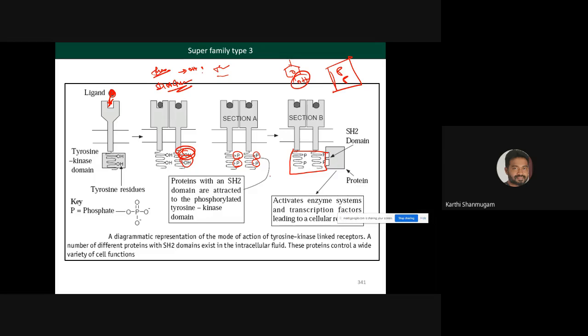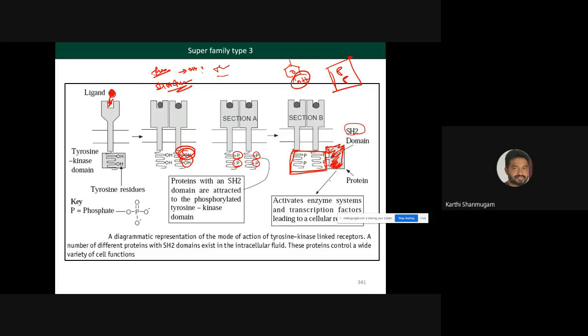Just like that, the change of the tyrosine into its phosphorylated state leads to the attraction of a protein having a specific domain called the SH2 domain. There are some protein molecules which have an SH2 domain, and those proteins are attracted towards these phosphorylated tyrosine kinase residues. Is it understandable? Yes, sir.